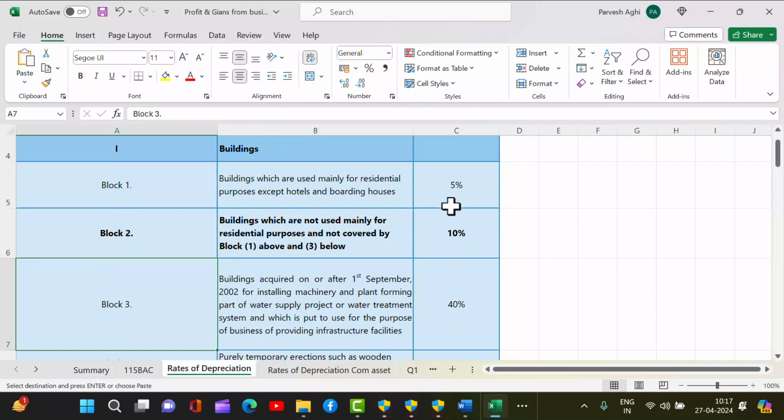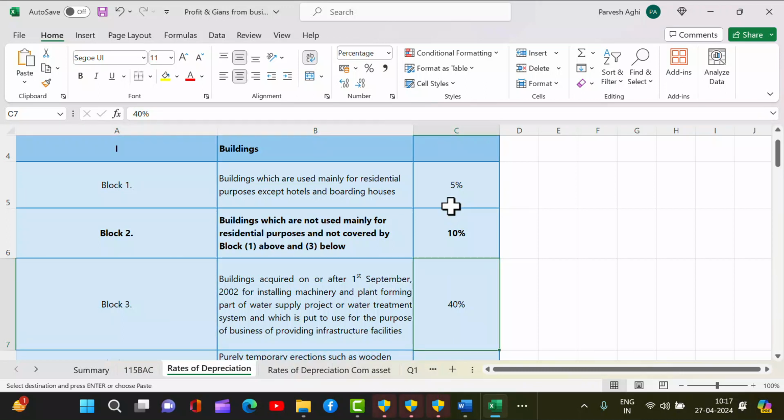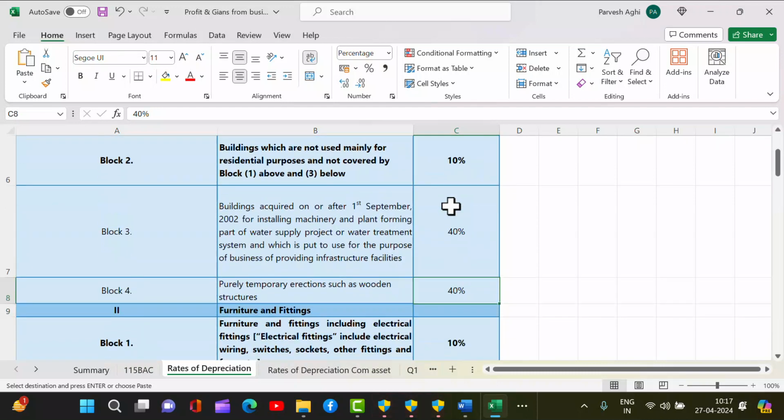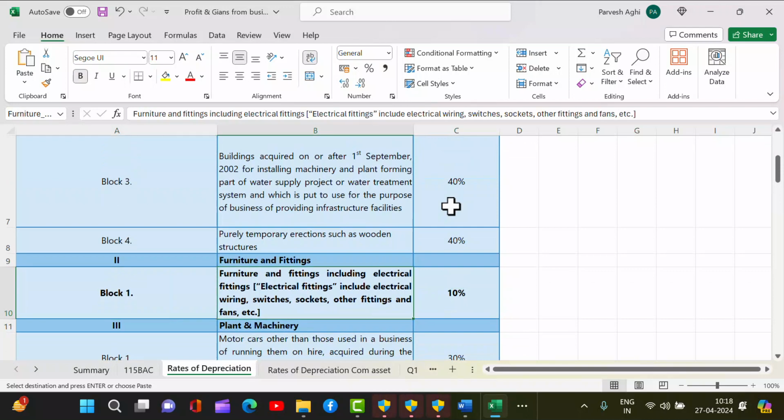Similarly, there are certain buildings which are not very concrete, which are made of wood or other material. They are not solid buildings. There the depreciation is 40% because the life can be just 2 to 3 years. They are not made of RCC. Then we have purely temporary erections, which is block number 4, at 40%. Similarly for furniture, there is only one block. The rate of depreciation is 10% as per the income tax.